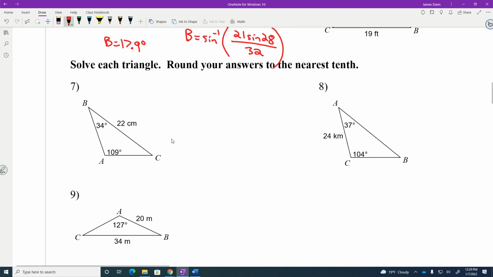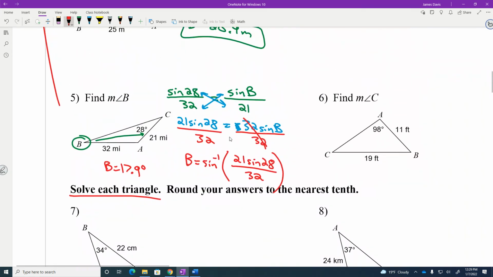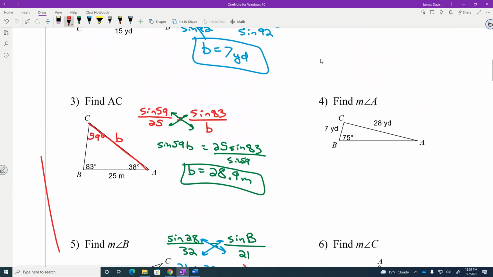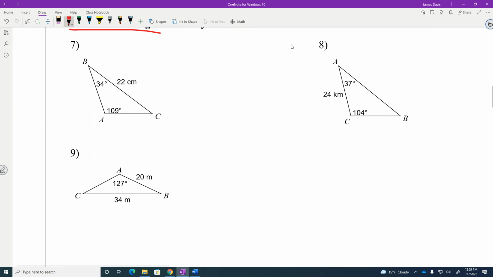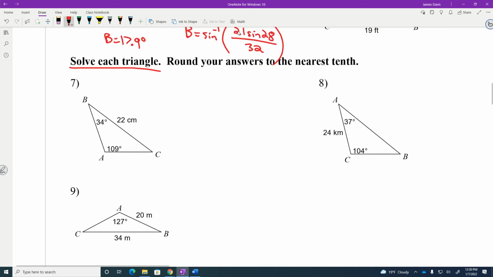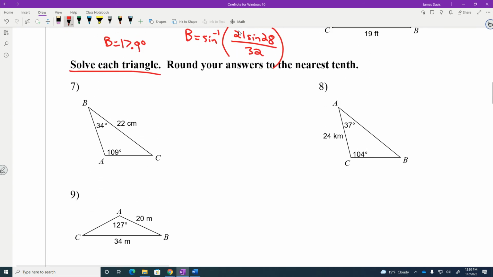All right, now this last section, we have to solve the triangle. Up to this point, all of the problems have been just finding this side or finding this angle. But now we're going to solve it. And if you remember, solving the triangle means to find all of the angles and all of the sides. So you've got 3 problems to do that. We're going to do one of them together. So let's start with number 7, do that one together.